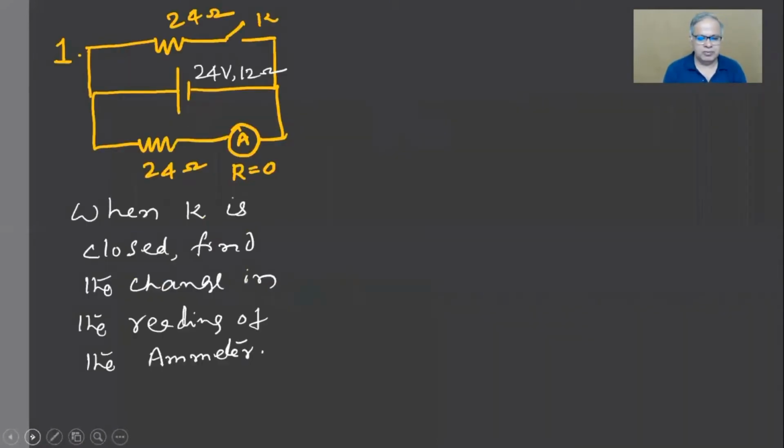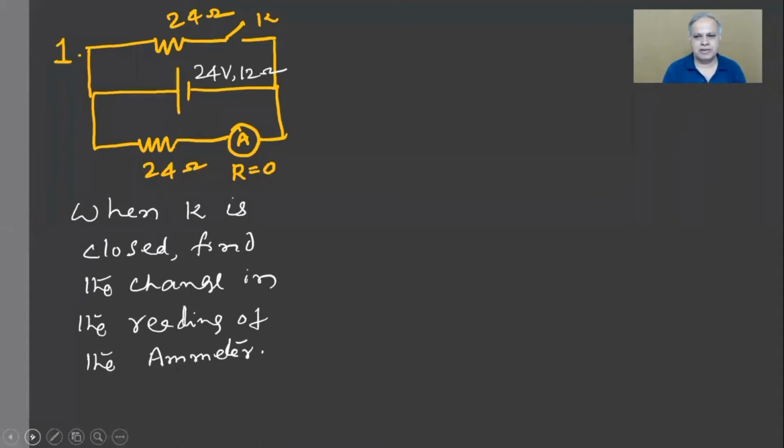The first problem, look at that. There is a cell of 24 volts EMF and 12 ohms internal resistance. There's a key there, K. When you close it, the circuit completes. When you open it, you break the circuit. When K is closed, find the change in the reading of the ammeter.